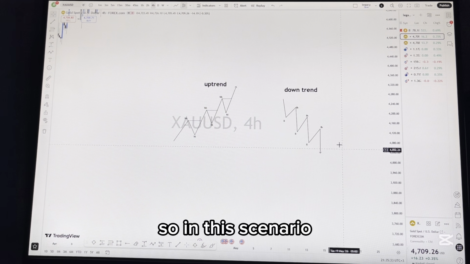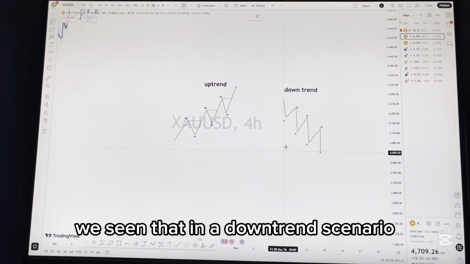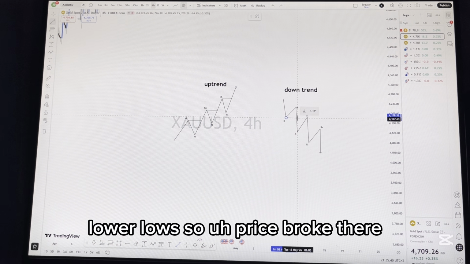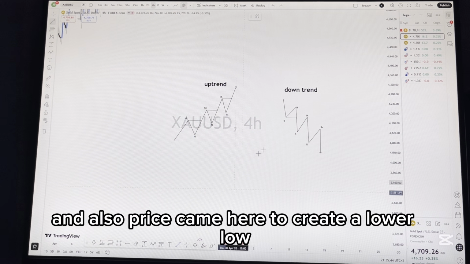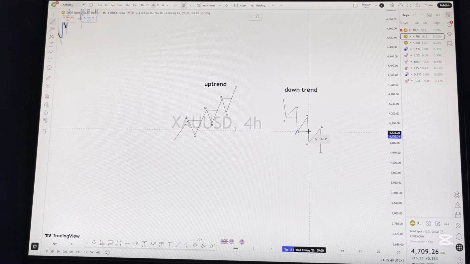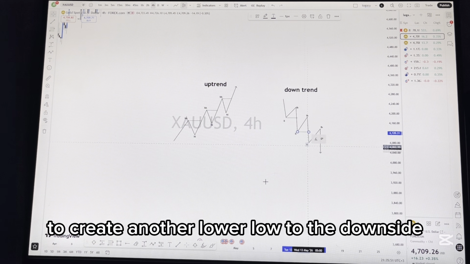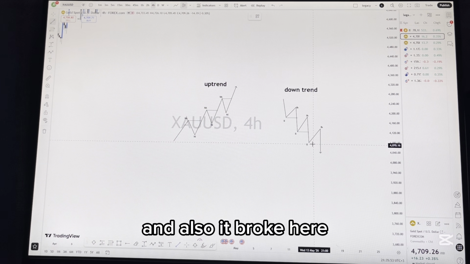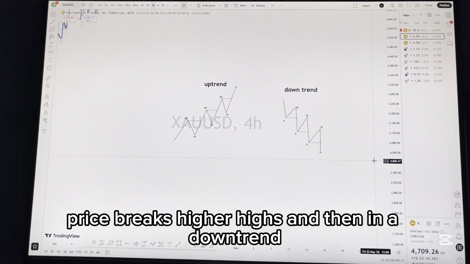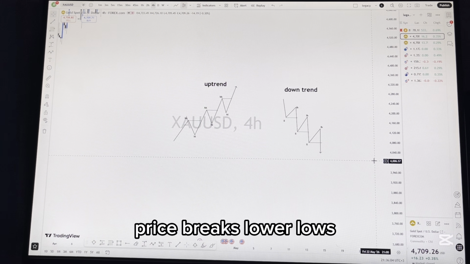So in this scenario, we're seeing that in a downtrend, price breaks lower lows. Price broke there, and also price came here to create a lower low, and then it broke here to create another lower low to the downside, and also it broke here. So this is a downtrend. In an uptrend, price breaks higher highs, and in a downtrend, price breaks lower lows.